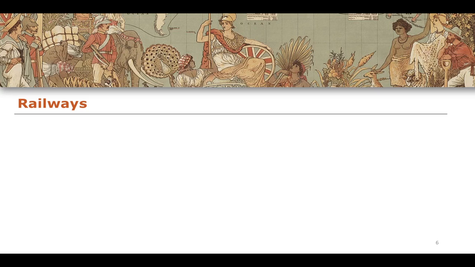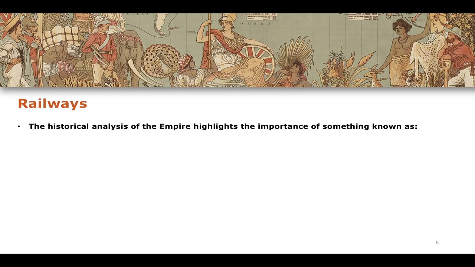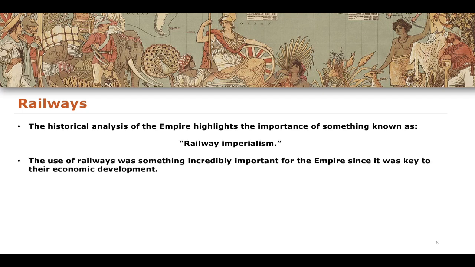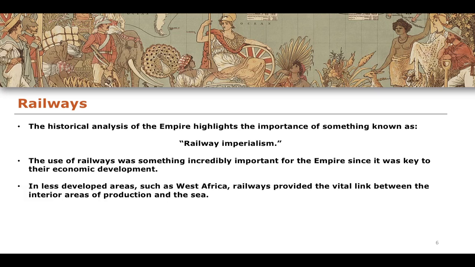When it came to developments and interconnectivity on land, railways became one of the most important elements of historical analysis. The empire highlights the importance of something known as railway imperialism. Railway imperialism was essentially the use of railways and the growth of railways across various different parts of the empire, including Africa and India as well. It became something of incredible importance for the empire since it was key to economic development.